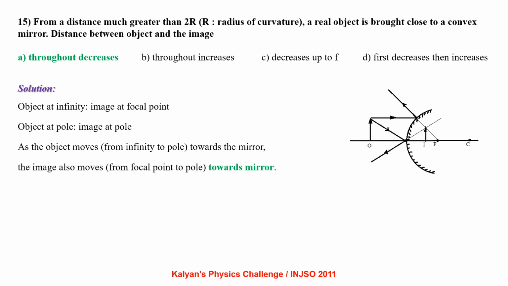From a distance much greater than 2r, where r is radius of curvature, a real object is brought closer to the convex mirror. Distance between the object and the image.